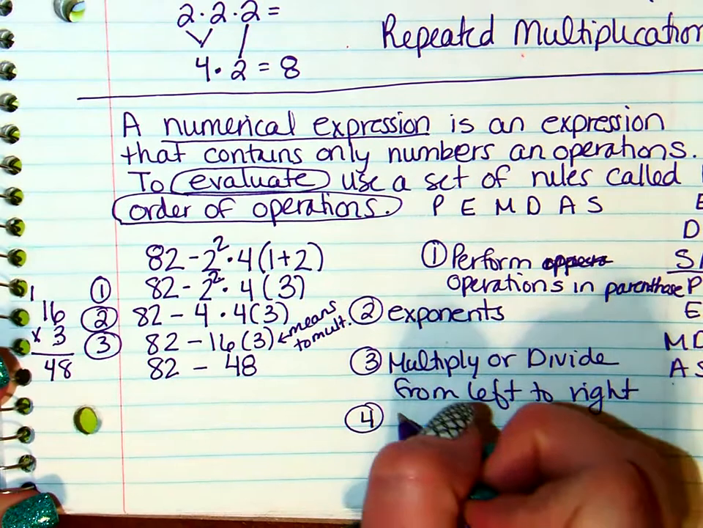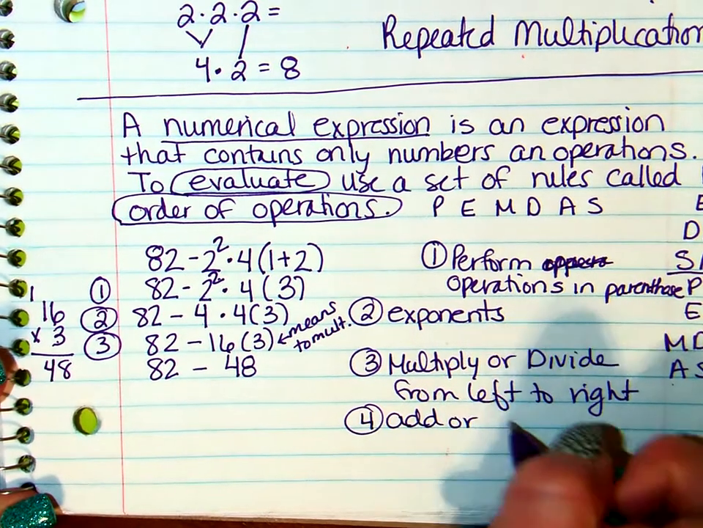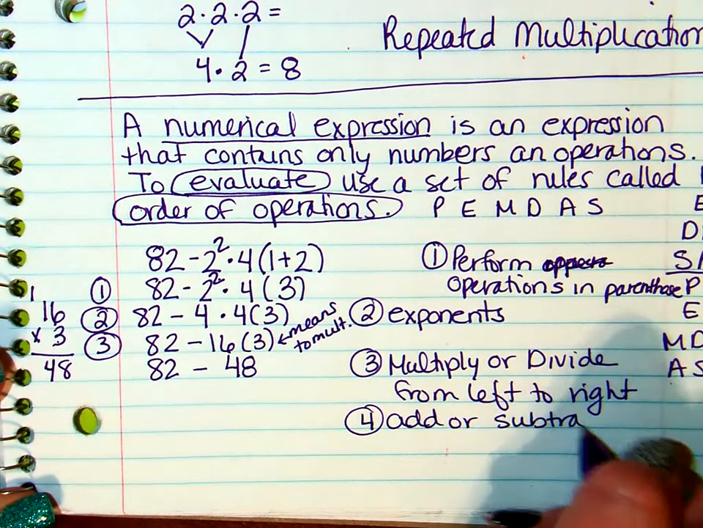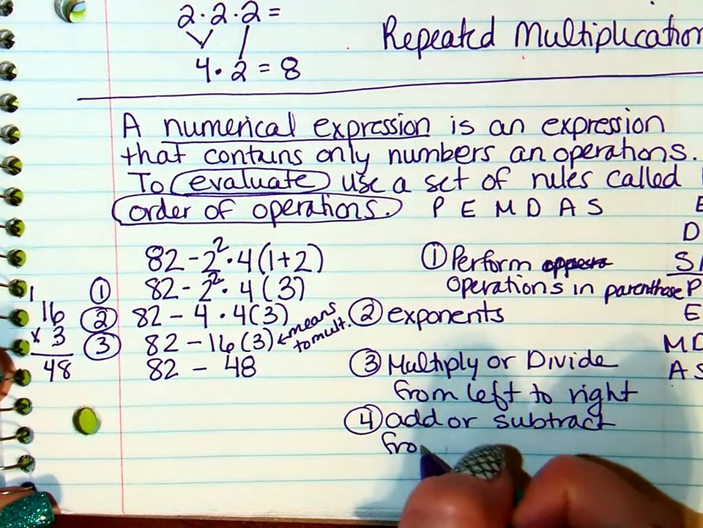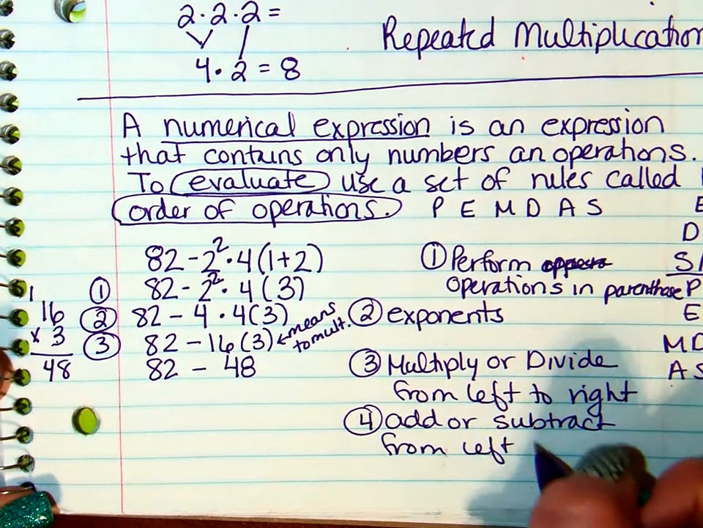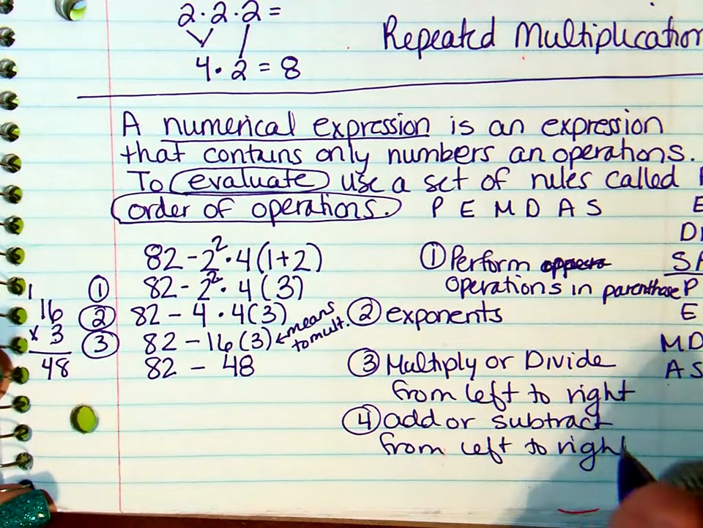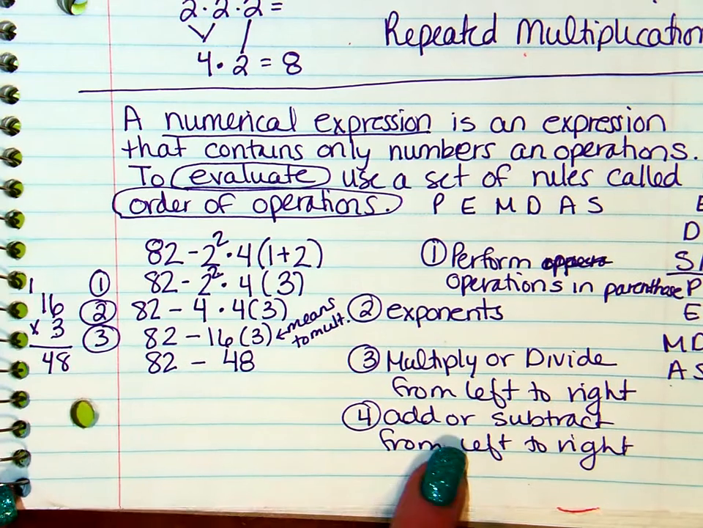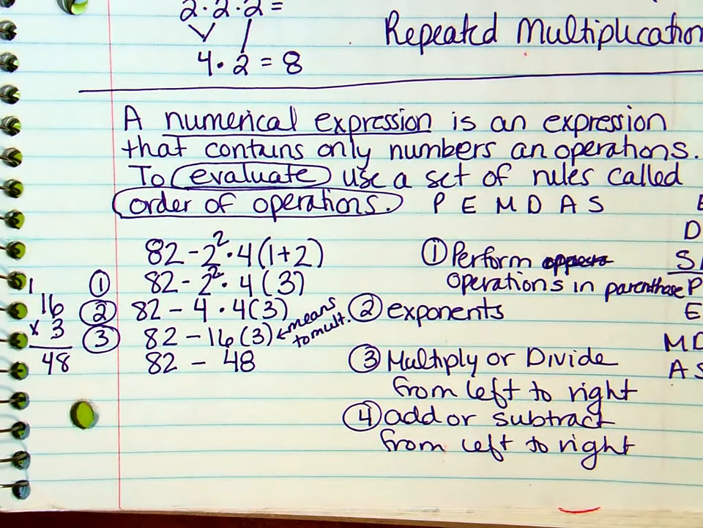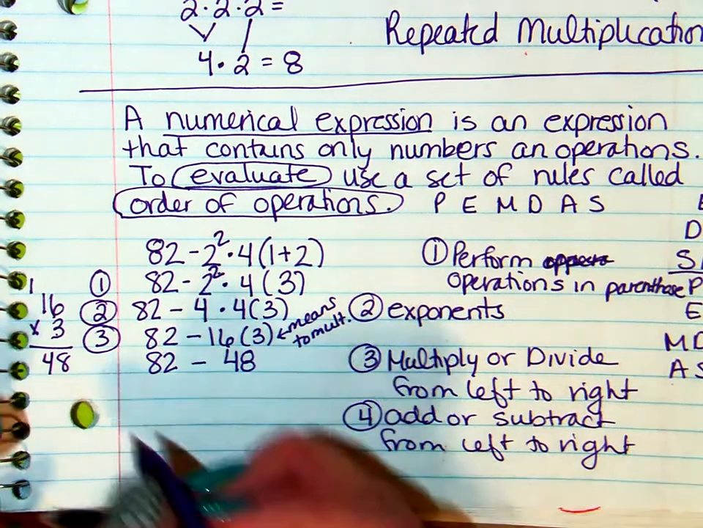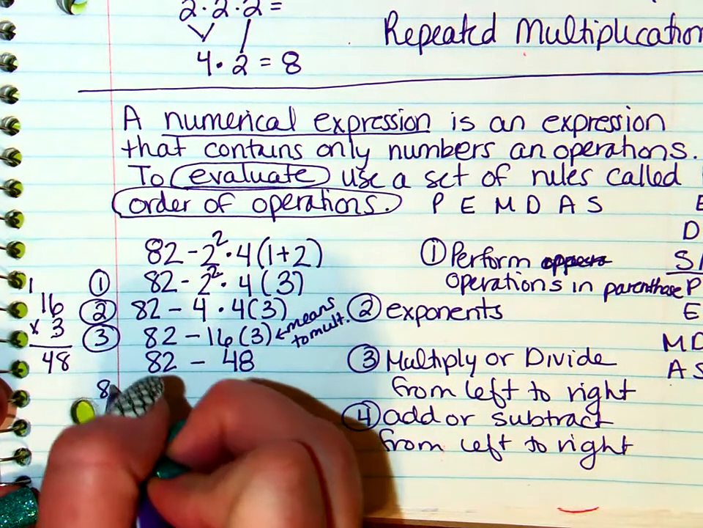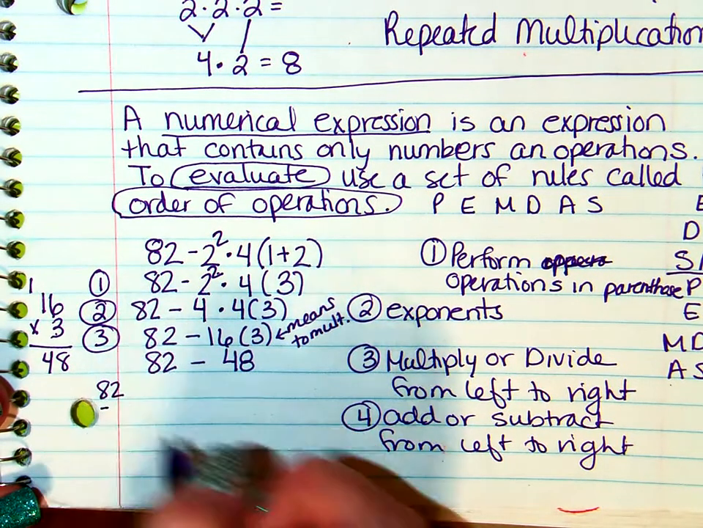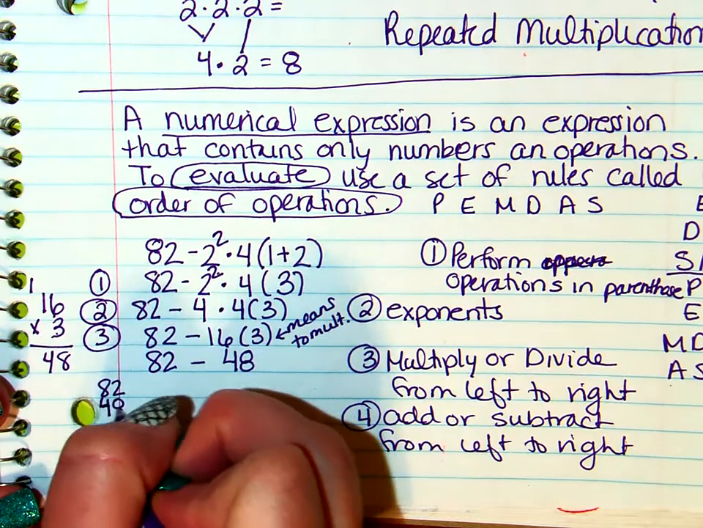Step 4: add or subtract from left to right. So once again, starting at this point of our expression, we're going to move this way, and if it comes to addition or subtraction, we're going to do it. So we have just this subtraction fact, so we're going to do 82 minus 48.